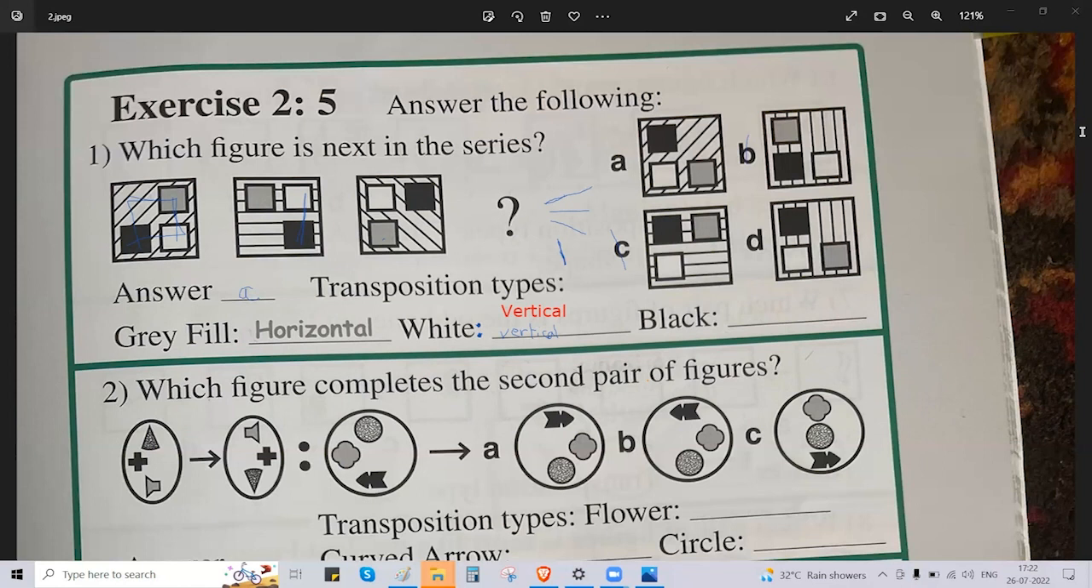Oh, I can answer again, back to horizontal. Yeah, I'm sure it's horizontal. Yes, it's horizontal. So what do you think? What is the right answer? A or D?